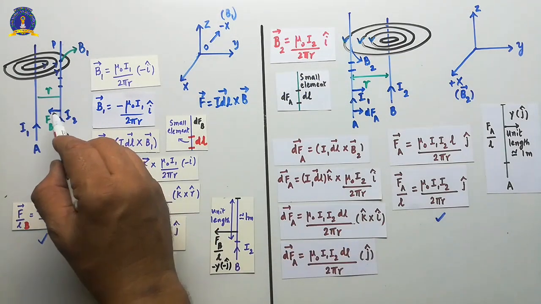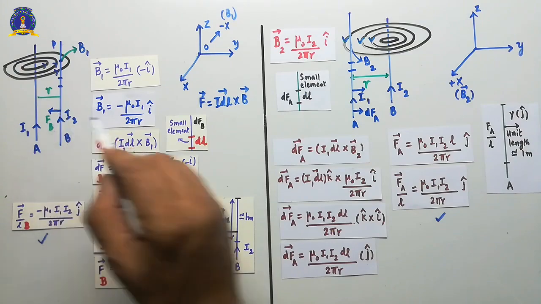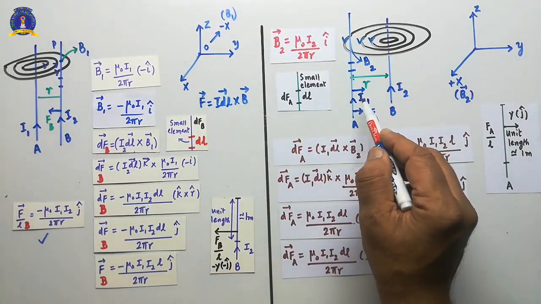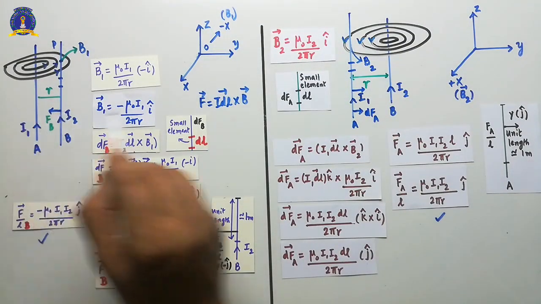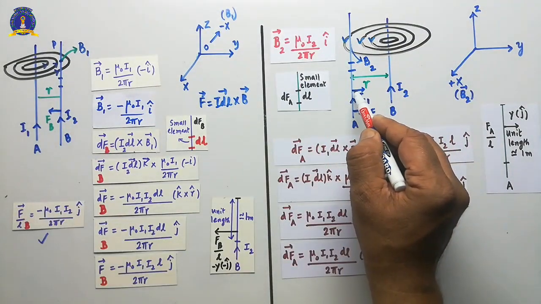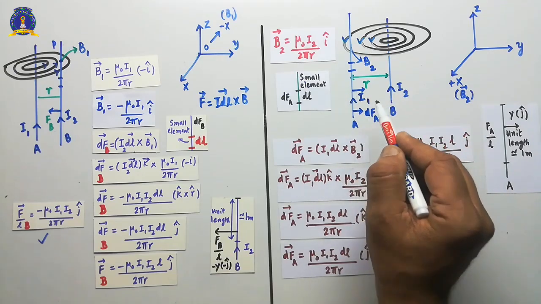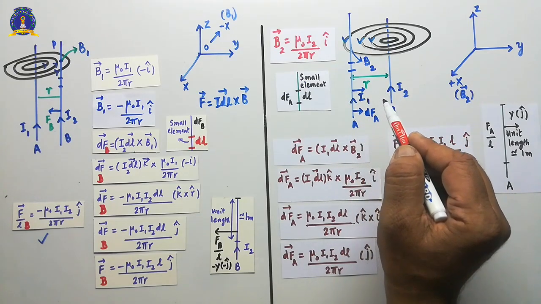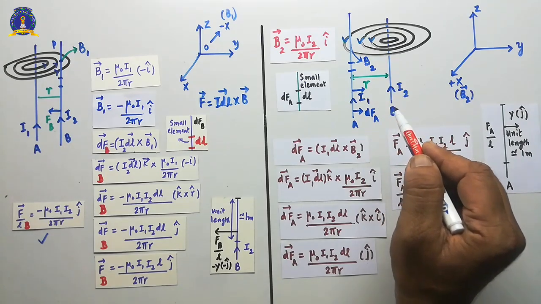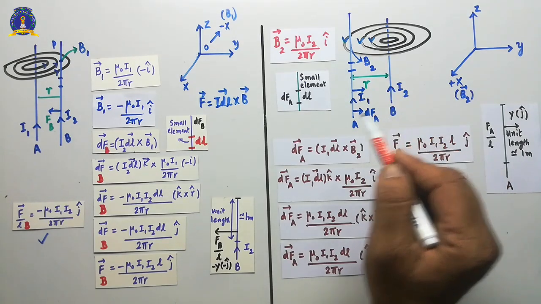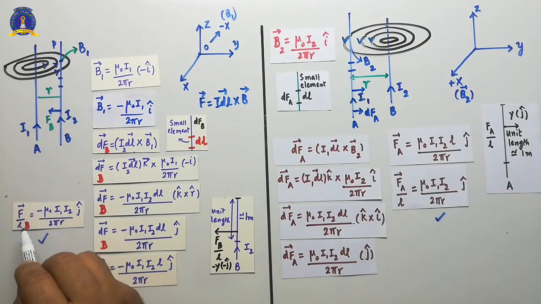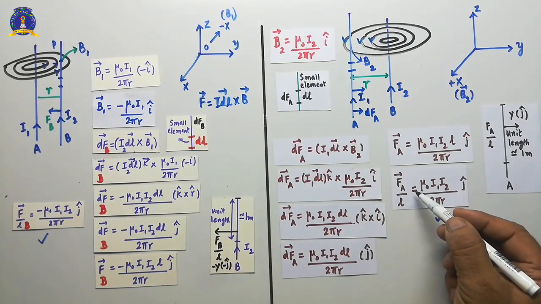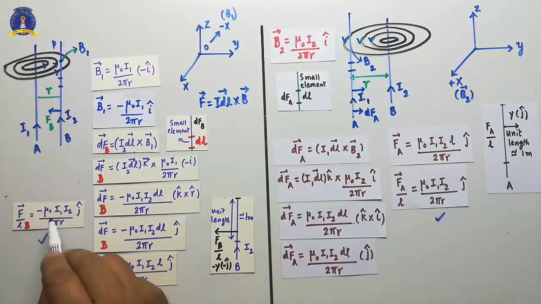Are you clear? Look at the similarity in this equation and in this equation. Here the second conductor is experiencing a force. Here the first conductor is experiencing a force. Second conductor experiencing a force in this direction. First conductor experiencing a force in this direction. That's why the title is given as force acting between two long parallel current carrying conductors. That is the title. So look at the expression, both are similar. The only change is, here the force is experienced by B conductor, here the force is experienced by A conductor. But the rest of the things are the same.